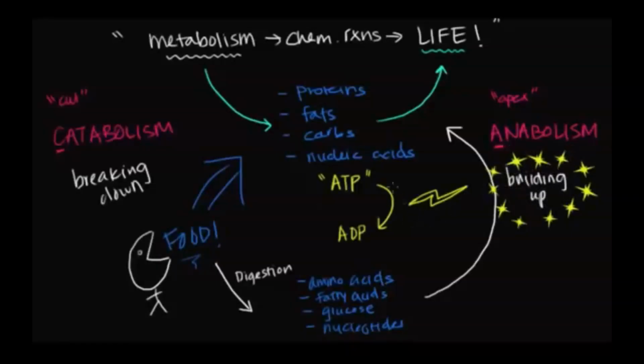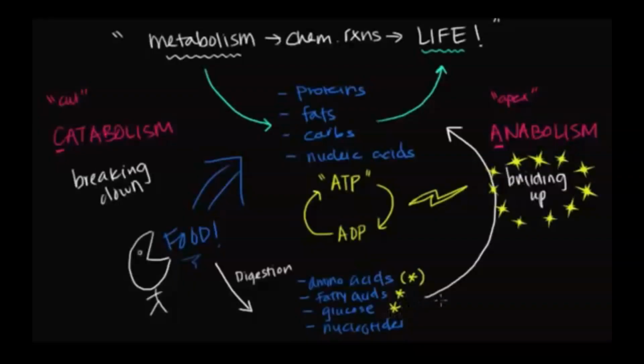Now, in order for this process to continue nonstop in our bodies, ADP must be regenerated into ATP. And that is where food comes in. So remember that we digest our food into all of these subunits, and some of these subunits, such as glucose and fatty acids mainly, but occasionally amino acids, so I'm going to put that in parentheses, can essentially be used as fuels in our body.